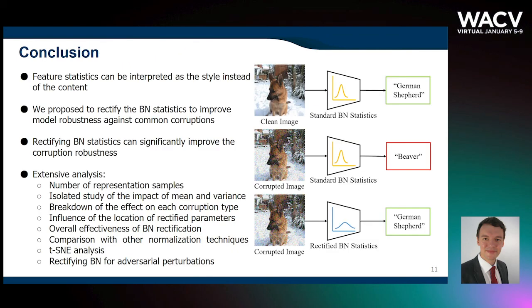In this work we argued that feature statistics can be interpreted as the style instead of the content. This observation led us to rectify the BN statistics to improve model robustness against common corruptions. We showed that rectifying the BN statistics can significantly improve the corruption robustness over several benchmark classification datasets with a wide range of seminal models. For an extensive analysis, please refer to our paper.